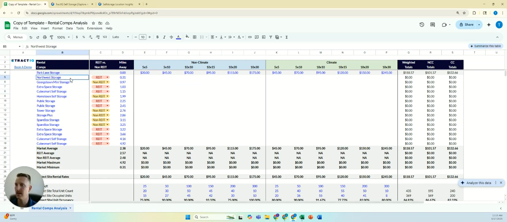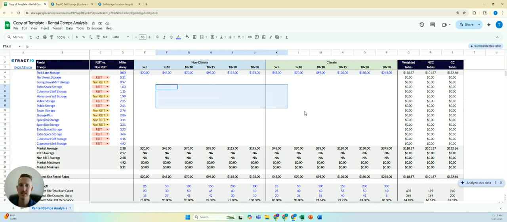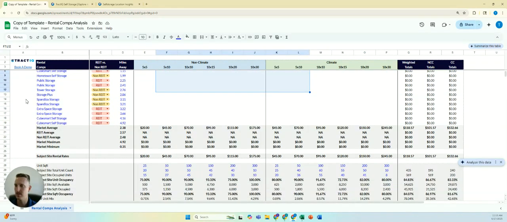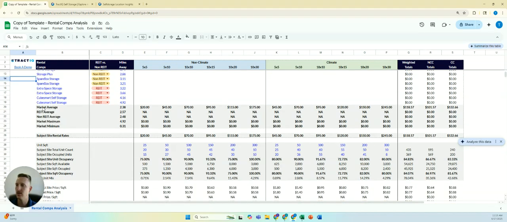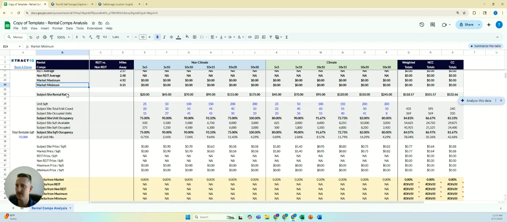Below Park Lane Storage, we've got the names of all of our competing facilities. I've already designated them as a REIT or a non-REIT, and I've already input how many miles away they are from our subject property. We'll get to this area in a second, but I wanted to show you some cool analysis tools down here. You'll see the market average rental rate. You'll see the average rental rate for the REITs in the area and also for the non-REITs. We've also thrown in a market maximum and a market minimum if you're interested. We've got the subject site rental rates in this area here.